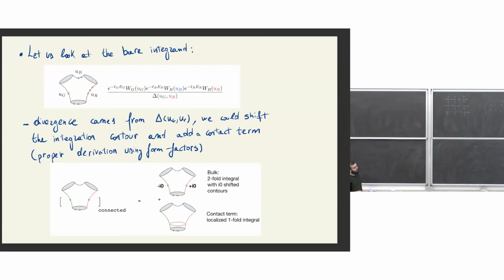And this was done first in a more heuristic way, but then with Benjamin and Arthur, we derived a more proper way of doing it. It's a bit complicated. It requires a bit of guessing and some form factor manipulations.